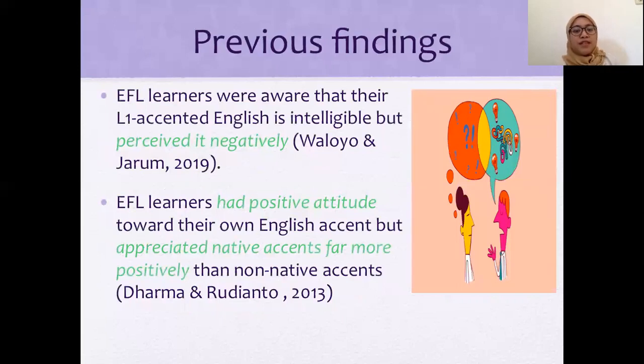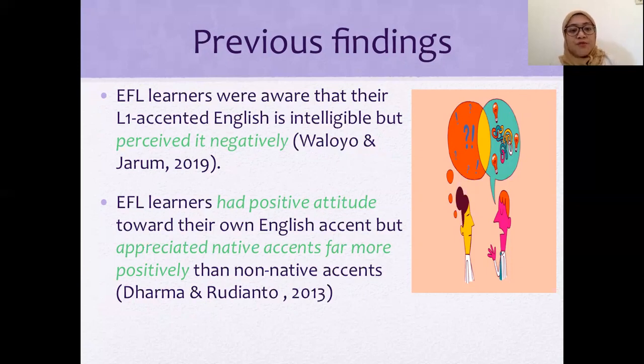And the previous findings related to student and teacher perceptions were found by Waluyo and Jarum. In their research, it was found that EFL learners were aware that they have L1 accented English. They are aware that their native tongue accented English was actually intelligible. However, many of them perceive it negatively and want to sound like native speakers.